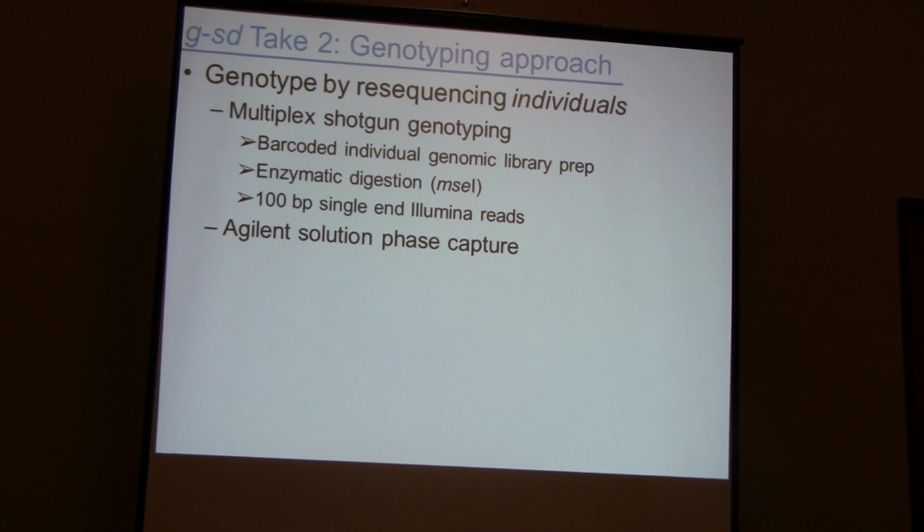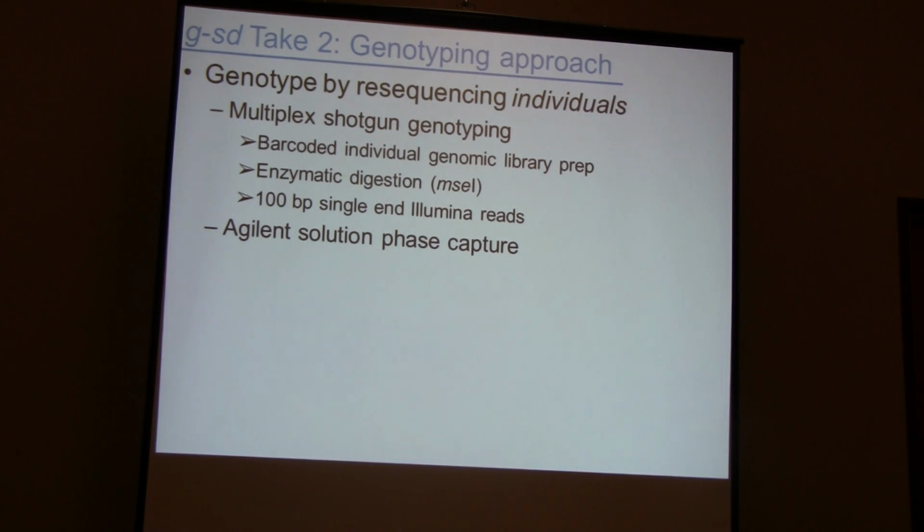So we did a barcoded individual genomic library prep followed by this multiplex shotgun genotyping approach, and we used 100 base pair single end reads. Again, we want to focus our reads on the region between garnet and scalloped, so we want to enrich our genomic DNA library for this region. We turned to the Agilent platform, and there are a lot of advantages of solution phase over fixed array that I'm happy to discuss later.